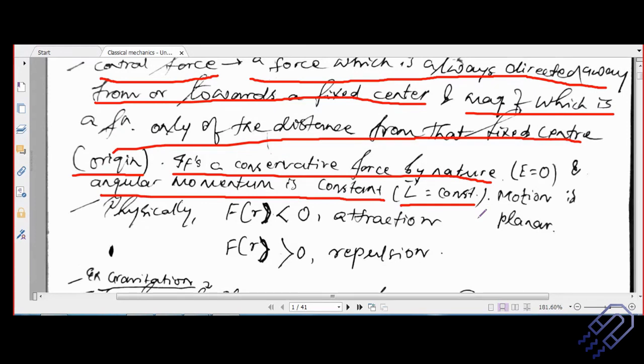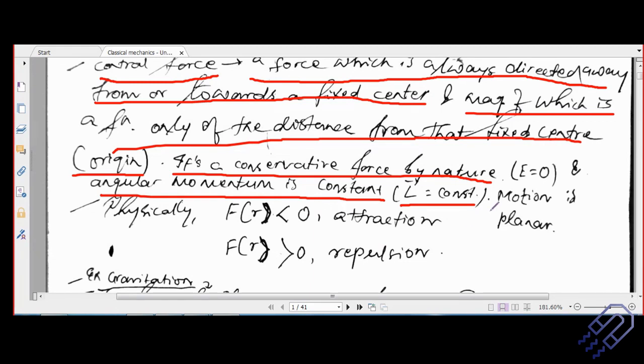So I did ask you this question in your quiz also: if you're considering a body moving without slipping on a rough surface, will it be holonomic or non-holonomic? Well, most of you have written non-holonomic. That's correct, right? For the simple reason that if it is on a rough surface, you can't really define a mathematical equation for this because it's rough. That's very important.